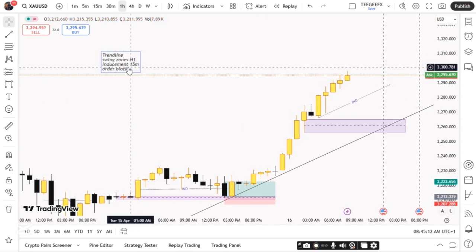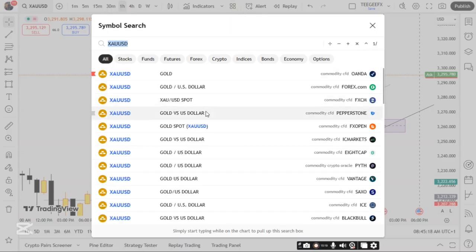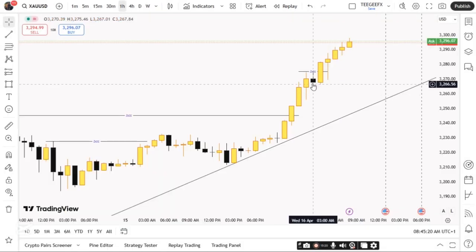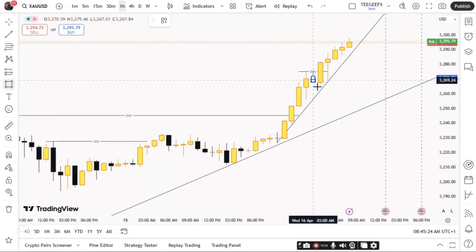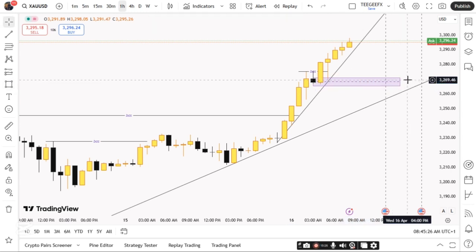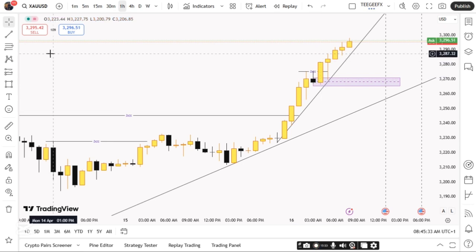Now the next thing is inducement. So now let me show you the swing point. This is the swing point here. Let's go back. This is how we identify our swing point. You understand? This is the bearish swing on the 1 hour structure.